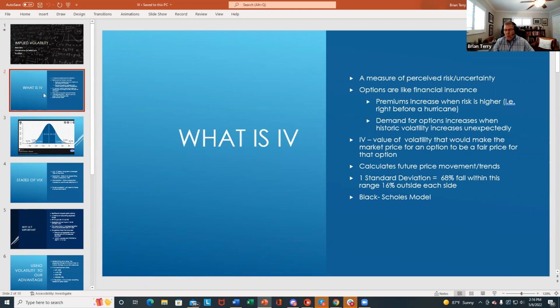And the Black-Scholes model is really the standard in terms of option pricing. So any questions about that so far?